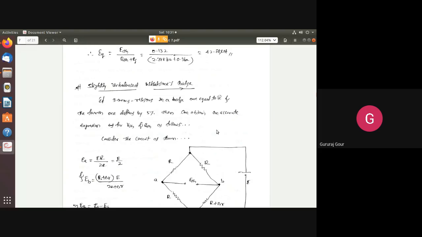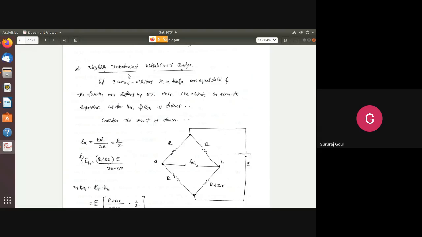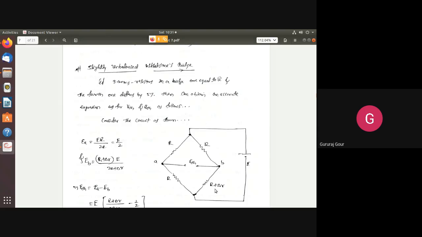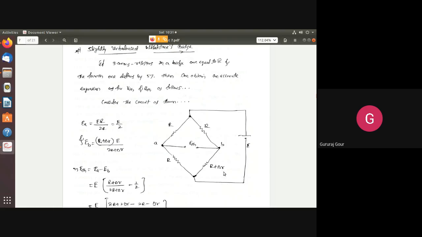Next, let us consider another version of the Wheatstone bridge, which we can call a slightly unbalanced Wheatstone bridge. Three arm resistors in the bridge are equal to R. They are equal in value totally. And the fourth arm just got increased by a slight amount, delta R. That is 5% or less.